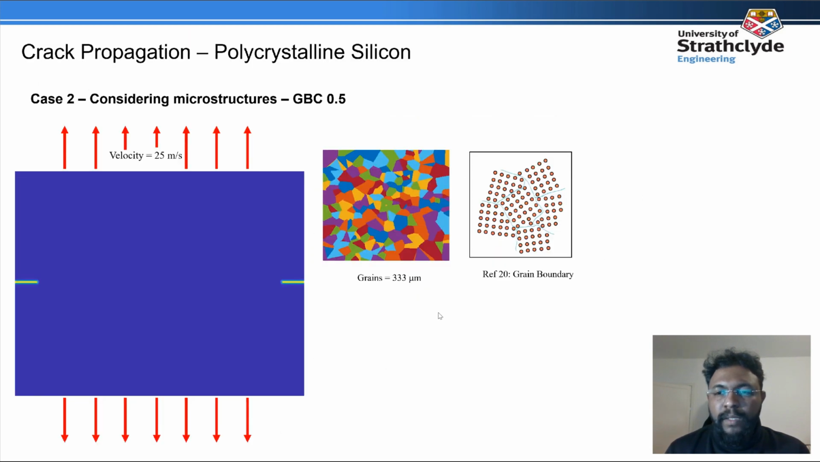In case 2, the same polycrystalline silicon plate is modeled with microstructures. At microscopic level, the grains are formed during crystallization of solid when there is an uneven growth. The grain boundaries are defined as the contact region between the grains. Here in this simulation, the microstructures are considered with grain size ranging from 0.33 mm and the grain boundary coefficient is 0.5 times. That is, the grain boundary bonds are weaker than the grain itself. Let's see how the plate reacts in time.